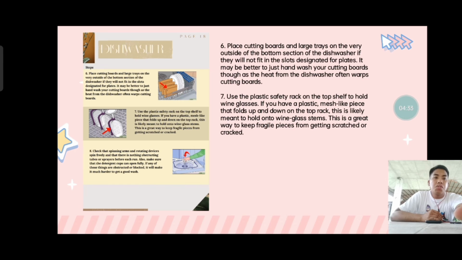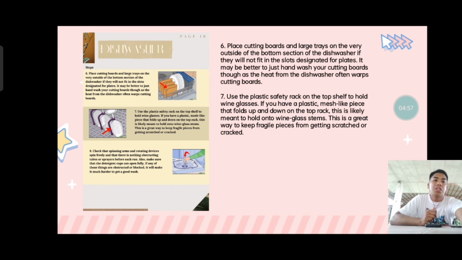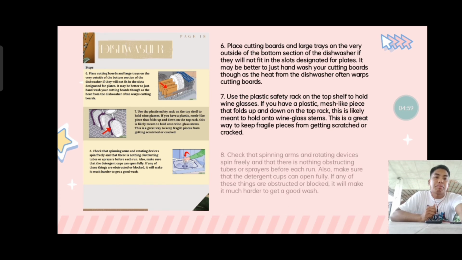So next is use the plastic safety rack on the top shelf to hold wine glasses. If you have a plastic mesh-like piece that folds up and down on the top rack, this is likely meant to hold wine glasses and similar items. This is a great way to keep fragile pieces from getting scratched or cracked.